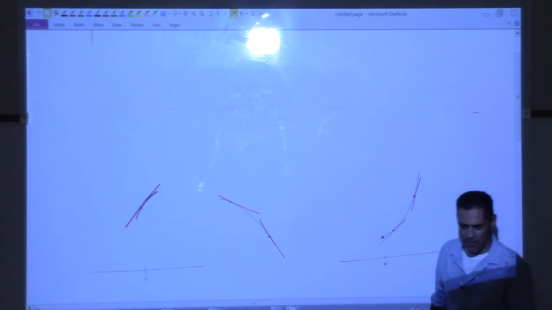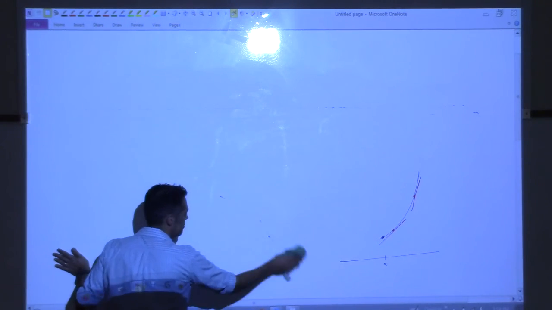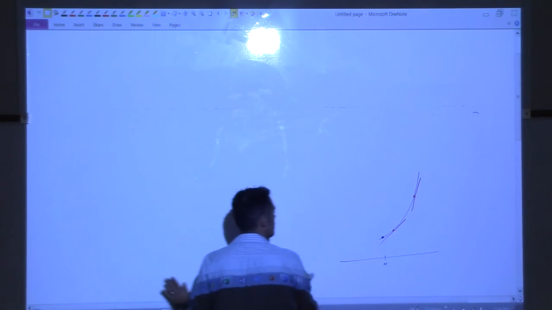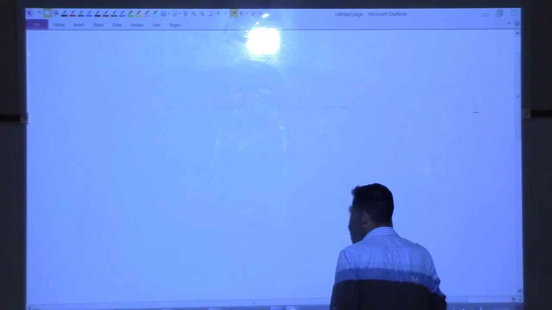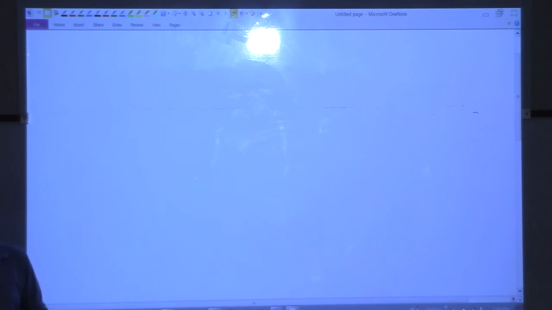Smiles and frowns are a little easier to deal with. So we'll just do smiles and frowns, yes? Okay. Say that again, because concave down, tangent line. Concave down, your tangent lines are always above the curve. And if it's concave up, your tangent lines are below the curve.